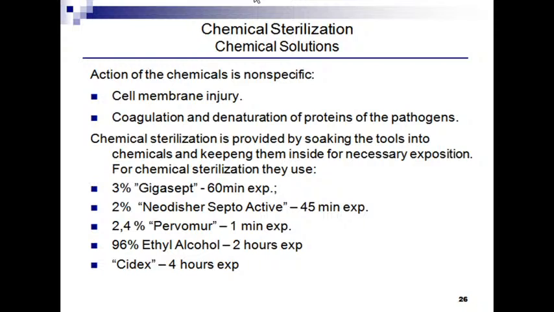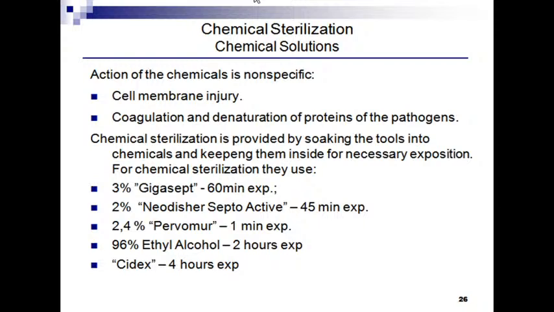What chemical solutions can we use for chemical sterilization? Liquids. The action of the chemicals is non-specific. They cause damage of the cell membrane, injury, and coagulation and denaturation of proteins of the pathogens. Chemical sterilization is provided by soaking, immersion of the tools into chemicals and keeping them inside for the necessary exposition. For chemical sterilization, they use a 3% Gigasept solution. Exposition should be 60 minutes.